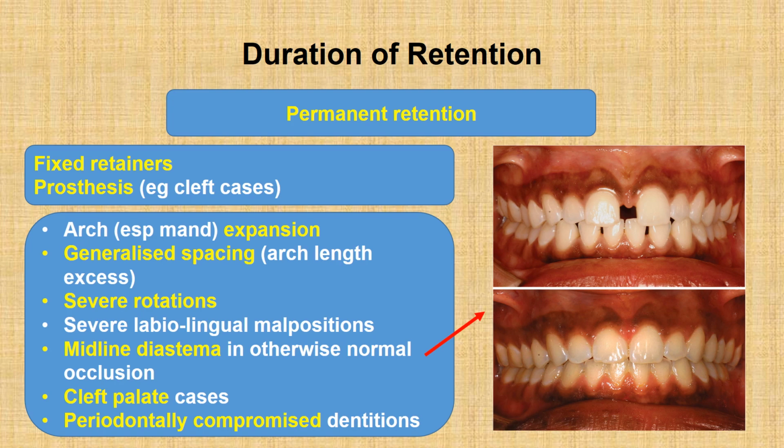diastema but there is a normally placed frenum, there is no evidence of any odontomes or unerupted teeth, so otherwise it is normal. Now, in such cases the diastema correction will need to be permanently retained. Now, cleft cases and periodontally compromised dentitions will also require permanent retention.